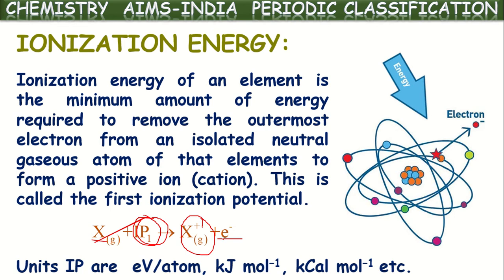Okay, as we are saying, this is an energy. Then the units of this ionization potential will be electron volts, kilojoules, kilocalories. These all will be the units of this ionization energy. But in terms of a certain quantity, it can be expressed as electron volts per atom, kilojoules per mole, kilocalories per mole. So these will be the units of ionization potential.